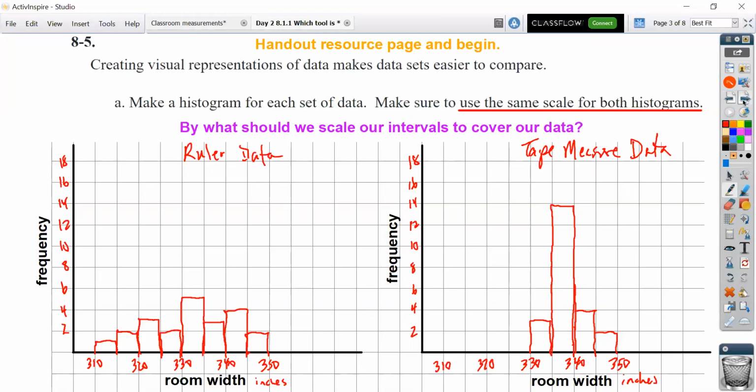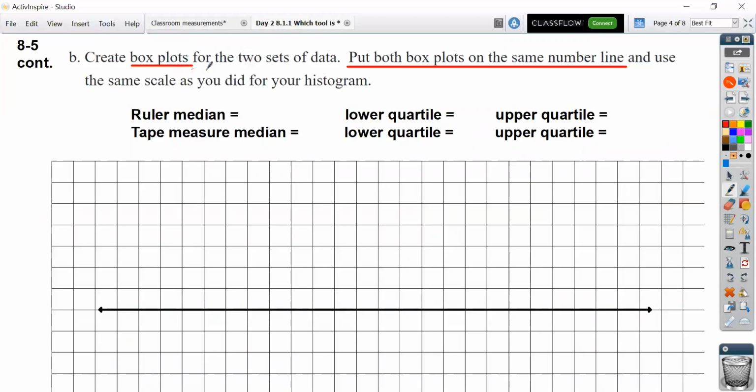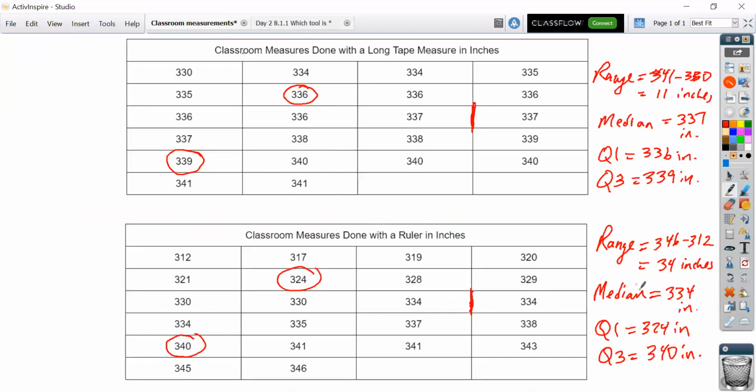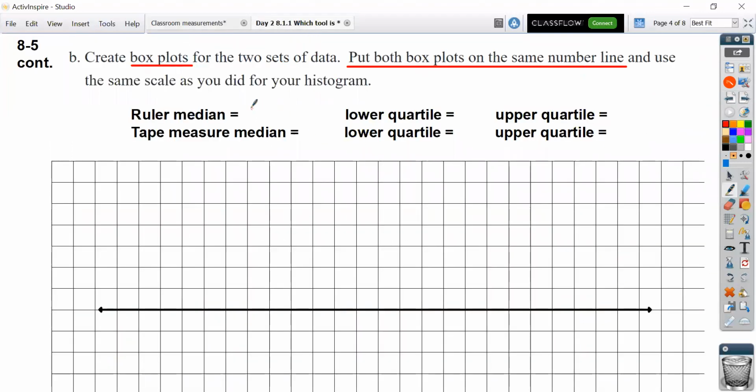Problem B. Create box plots for the 2 sets of data. Put both box plots on the same number line. So we're going to have to go back and check out our median and quartiles for the ruler. So from the ruler data, we had a median of 334 and quartiles of 324 and 340. Remember those numbers.